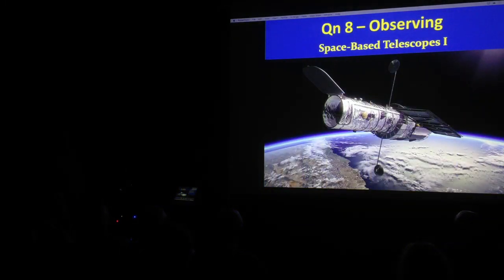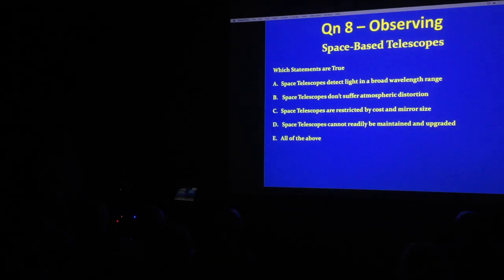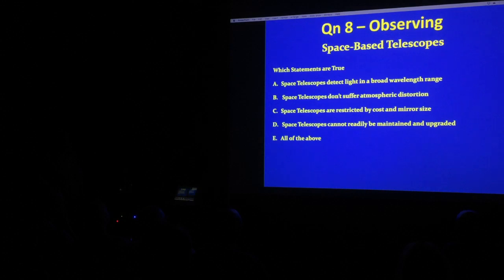So, question 8, observing space telescopes. Hubble, of course. Which statements are true? Space telescopes detect light in a broad wavelength range. They don't suffer from atmospheric distortion. They're restricted, however, by cost and how big the mirror can get. And they cannot be really maintained and upgraded, or all of the above.